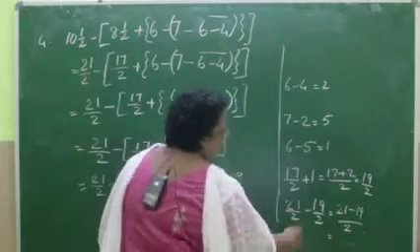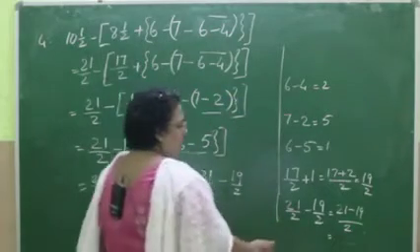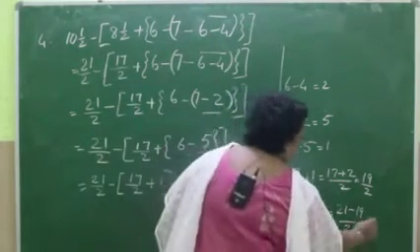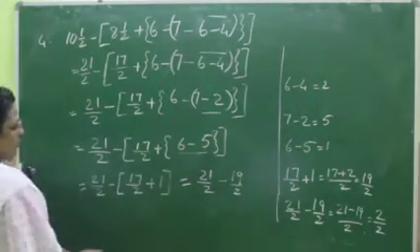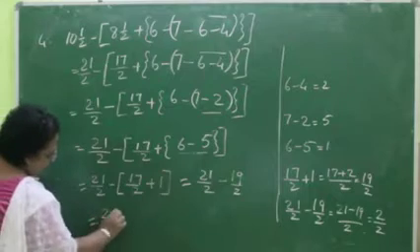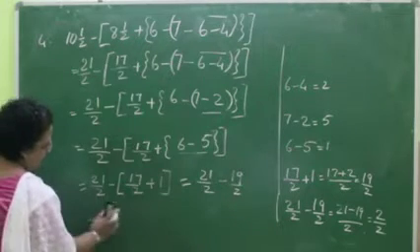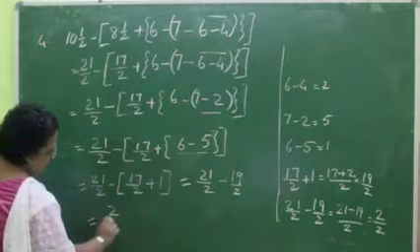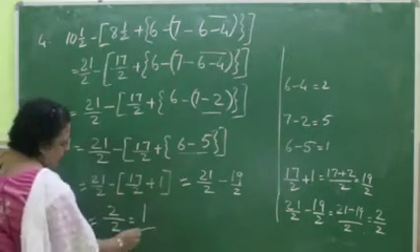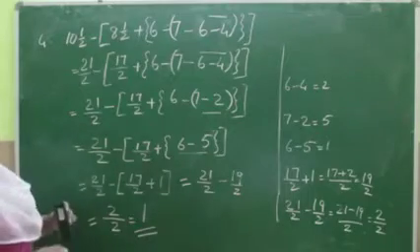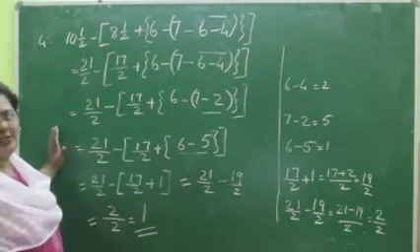You will be getting the answer as what? 3 or 2. 2, isn't it? 2 by 2. We are getting the answer as 2 by 2. 2 by 2 means what? It is unity, it is 1. So we got the answer as 1. So the fourth game is also over.